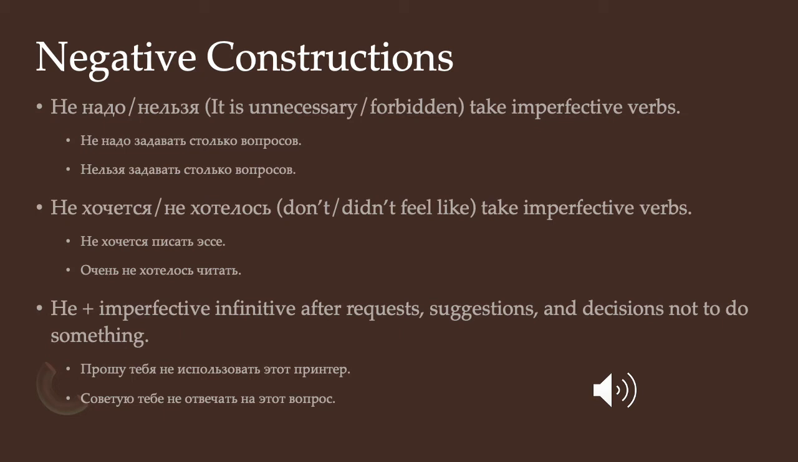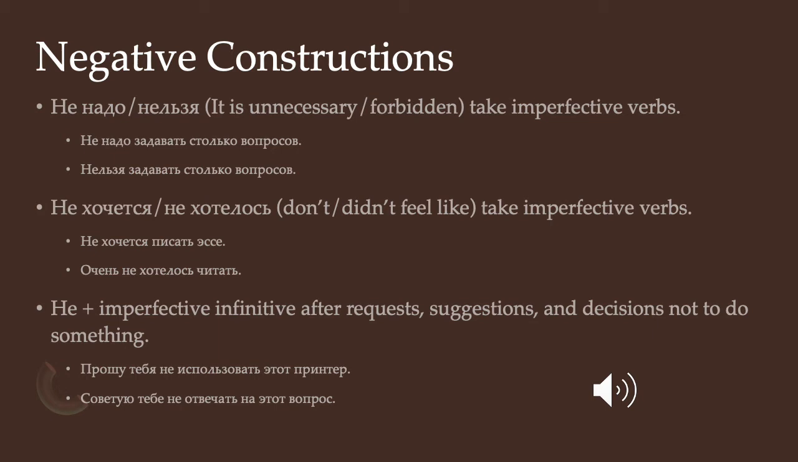And then when we are requesting, suggesting, or deciding not to do something, we use не plus the imperfective infinitive. So we could say, прошу тебя не использовать этот принтер. I ask you not to use this printer. Советую тебе не отвечать на этот вопрос. I advise you not to answer this question.